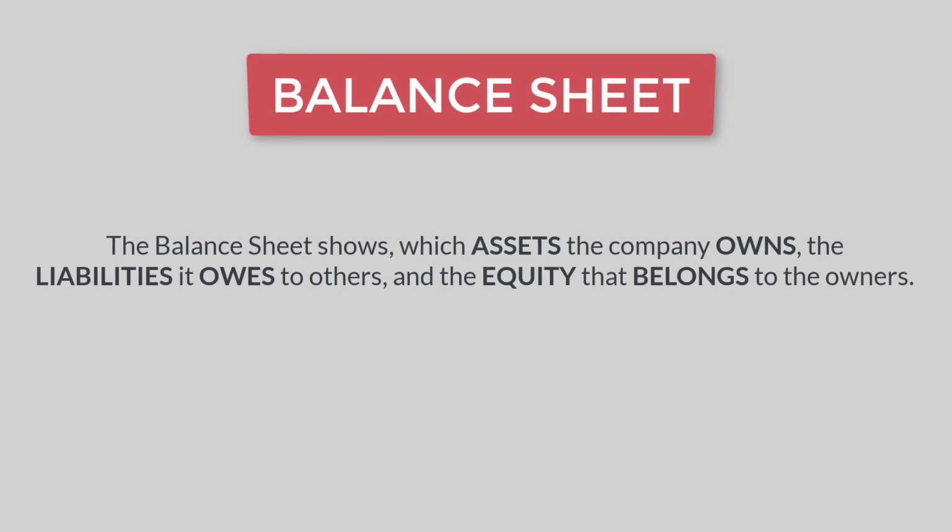Next, we're going to take a quick look at the second main financial statement, the balance sheet. The balance sheet shows which assets the company owns, the liabilities it owes to others, and the equity that belongs to the owners. Assets are usually things of value or resources the company owns and uses. For instance, land and buildings, office equipment, inventory, or cash, just to name a few.